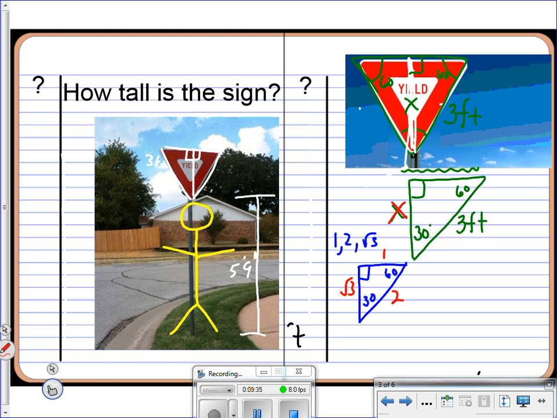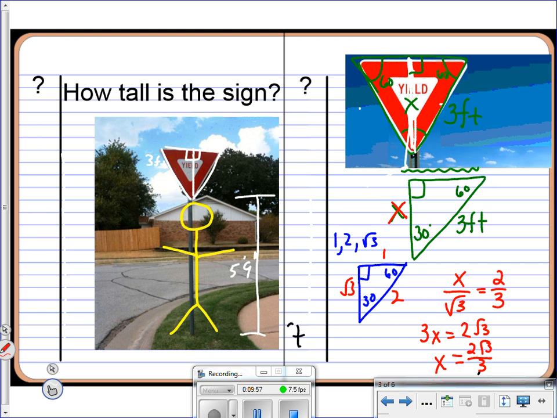Okay, well, x is to the square root of 3, right? As 2 is to 3. I'm going to cross multiply and I get 3x equals 2 square root of 3. And then I'm going to divide both sides by 3 and I get 2 square root of 3 all over 3.